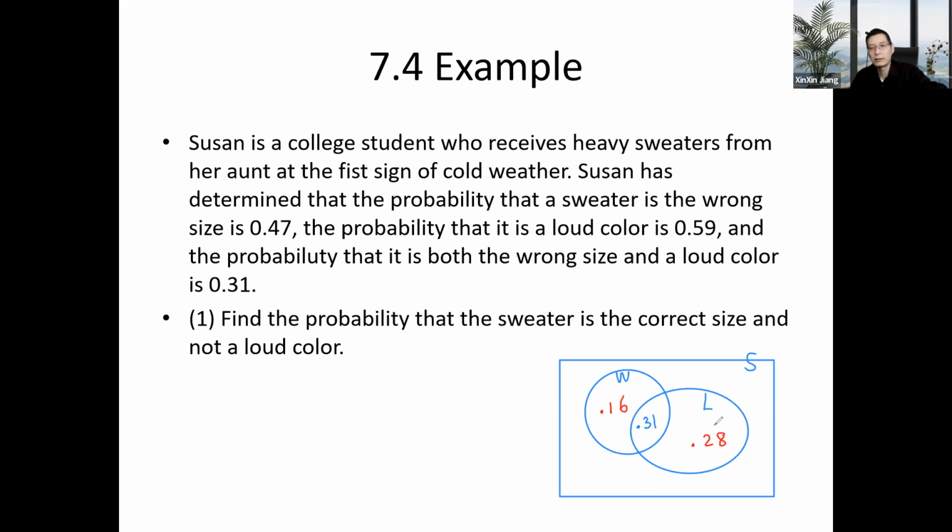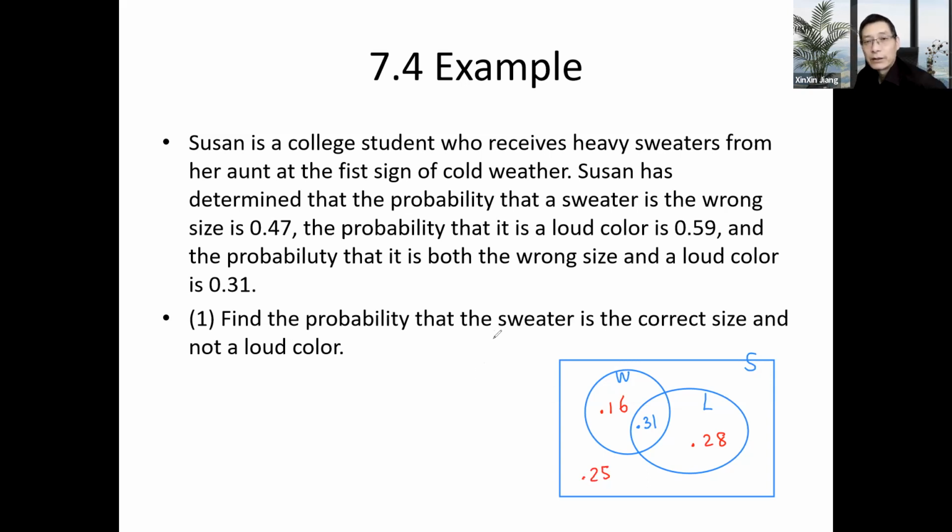And then you find the good ones, right? Not the wrong size, nor the loud color. So you have 0.16 plus 0.31 plus 0.28, and the outside is 0.25.